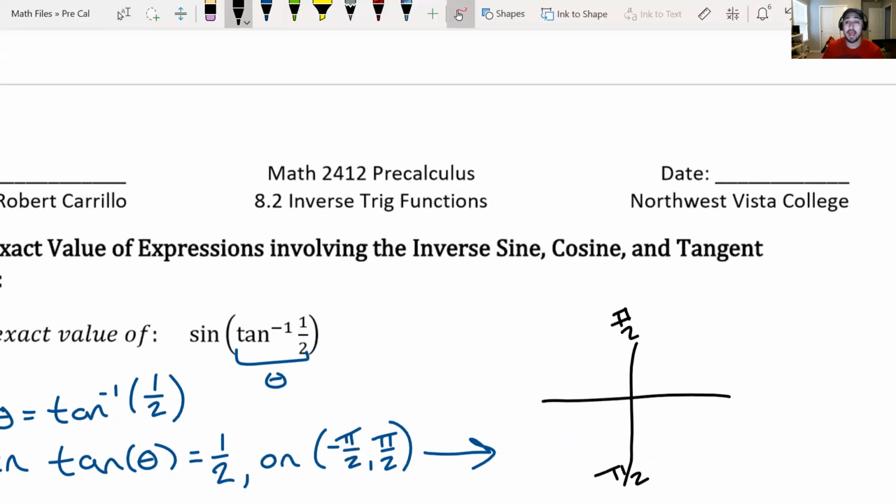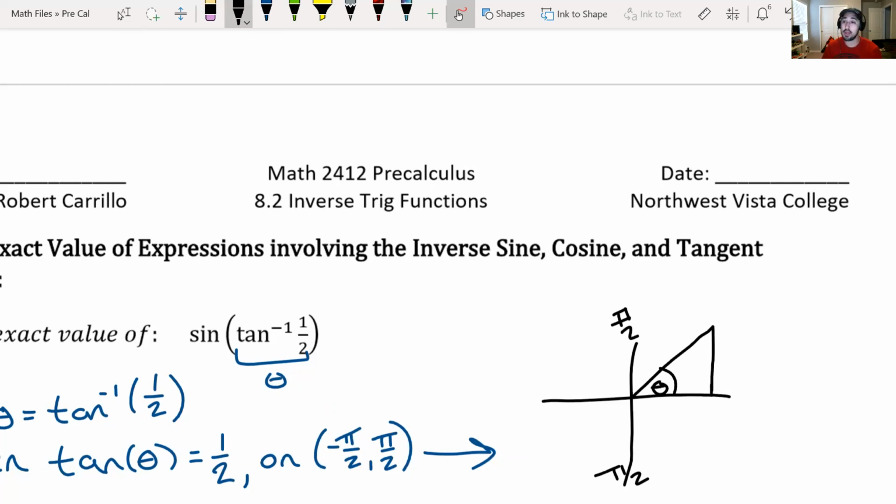And now 1/2 happens to be positive. So this 1/2 is positive, which means we have to be in quadrant 1. Because remember, the inverse tangent lives in quadrants 1 and 4. So if this value of 1/2 is positive, this means we must be in quadrant 1. Okay, so we draw a right triangle. There's that. Here's my theta.